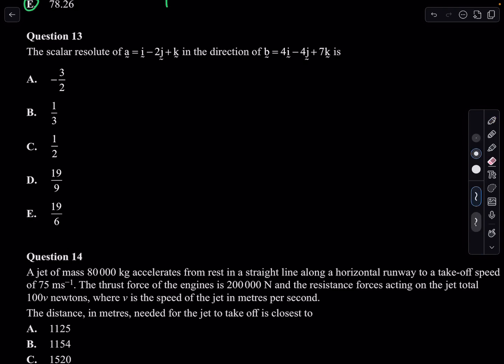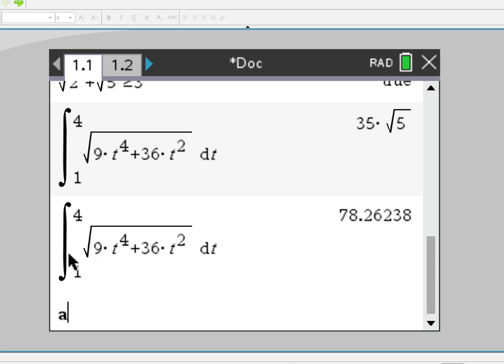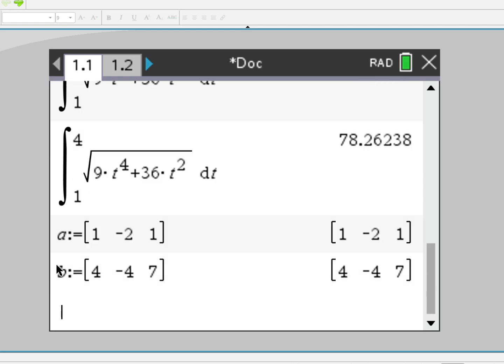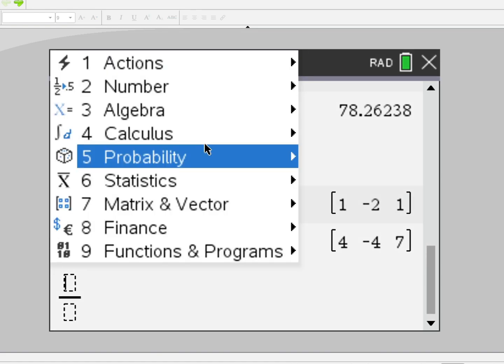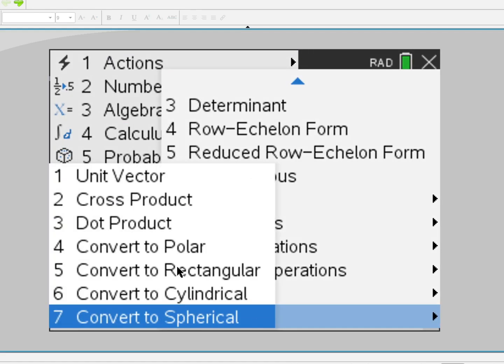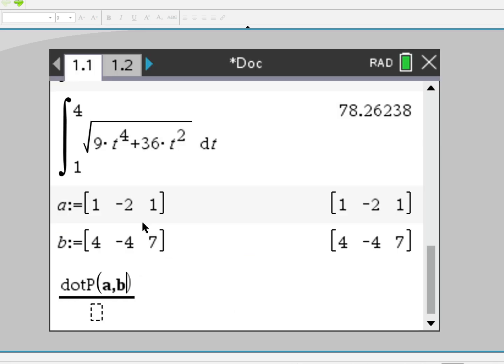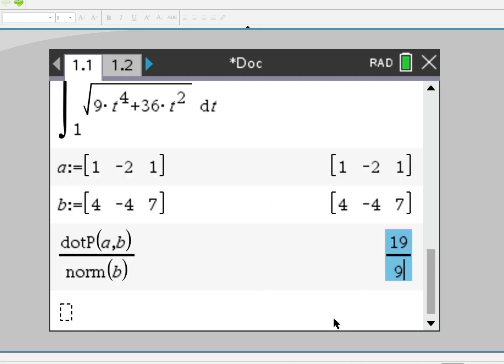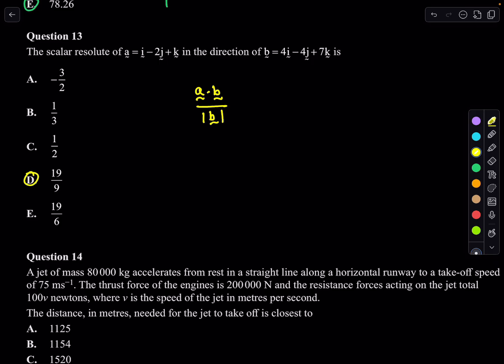What a beautiful question. We're just trying to find the scalar resolute, which is A dot B over the magnitude of B. So let's define these vectors in our CAS. A is 1, negative 2, 1. B is 4, negative 4, 7. I'm finding the scalar resolute, which is in the menu, matrix. We need to find the dot product, which is A dot B, and norm means the magnitude of B. Enter, so it's 19 over 9. So it looks like D is our answer for that one.